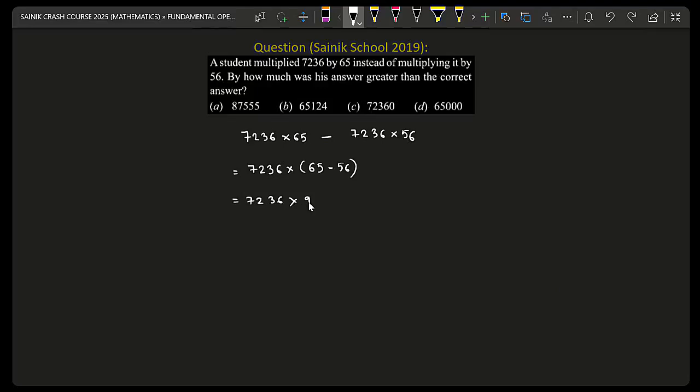No, sir. 9 is close to one round figure. What is that? 10. So can we write 9 as 10 minus 1? Yes, sir. Now again use distributive property. Will it be 7236 into 10 minus 7236 into 1? Yes, sir. So what is 7236 into 10? 72360. What is 7236 into 1? 7236. Okay, subtraction is easy, no?